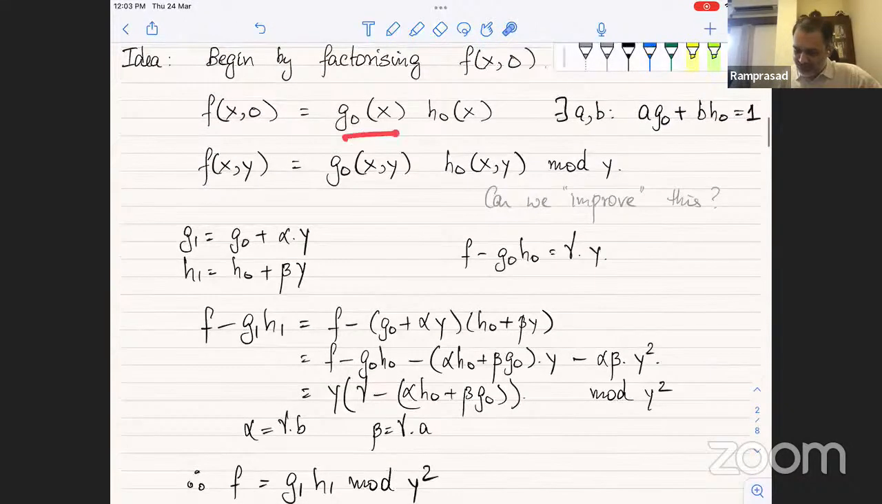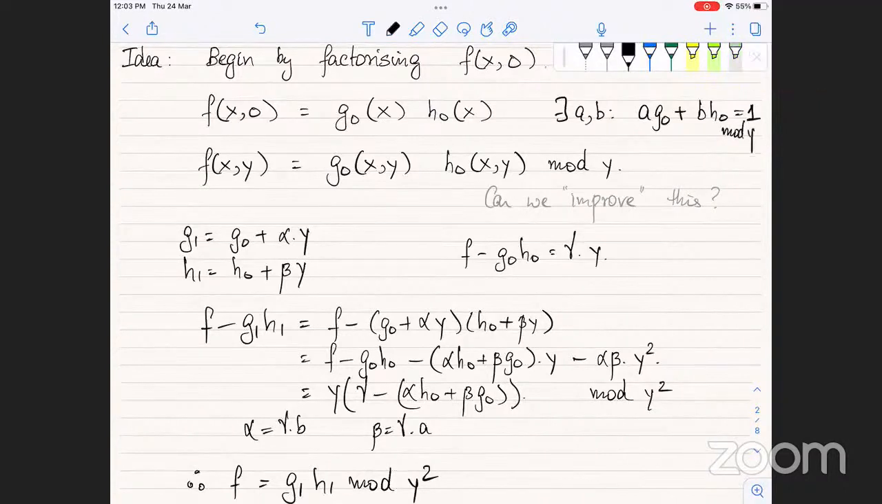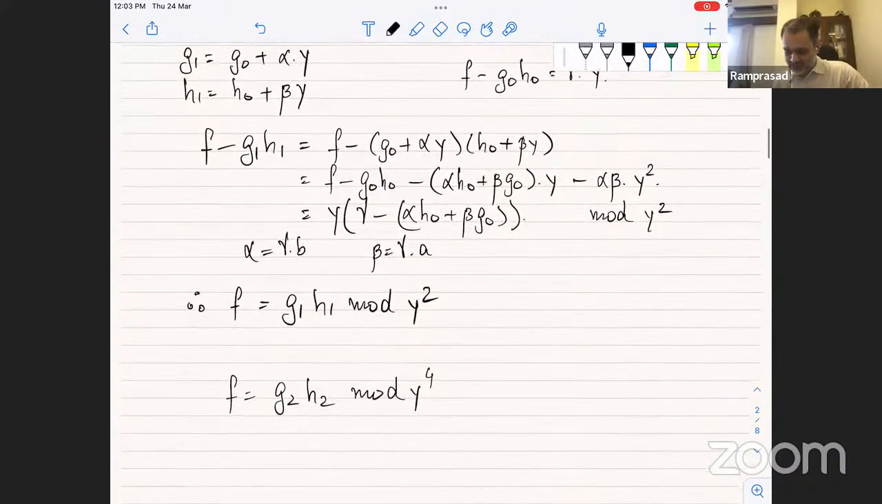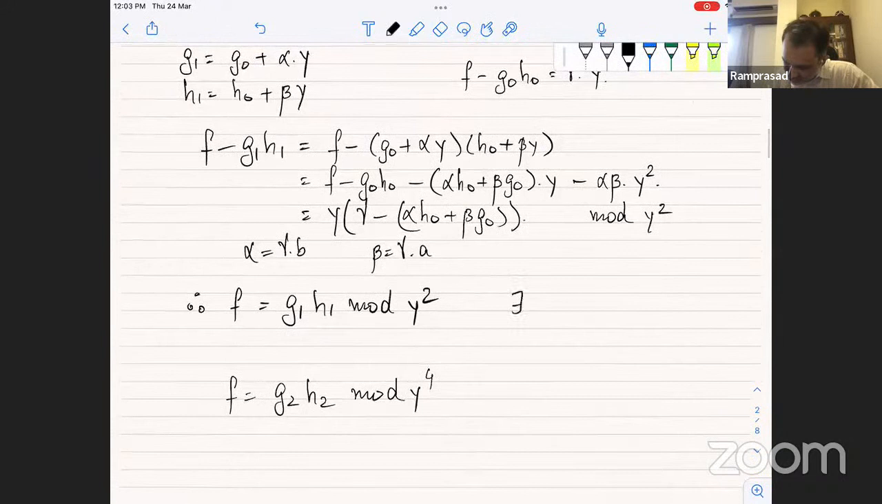One of the properties about g0 and h0 was that there exist a and b such that a g0 plus b h0 was equal to 1. So let's write it as mod y. Since it's equal to 1, even without the mod, it's of course equal to 1 mod y. Suppose I can somehow ensure that there exist a1 and b1 such that a1 g1 plus b1 h1 equals 1 mod y squared. They're sort of co-prime in that sense.